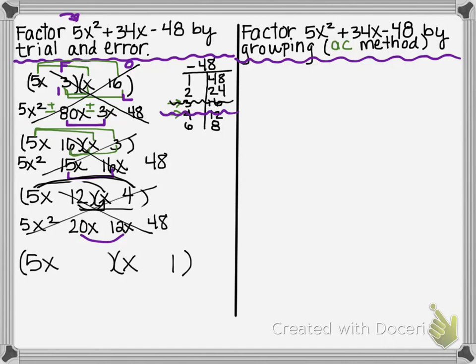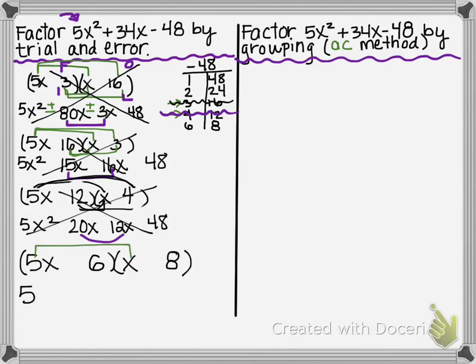So we want to try to predict or see the pair that's going to work. When I look at the 8 and 6, I see something promising. Because if I put the 8 out here, that tells me that when I do FOIL, that 8 is going to get multiplied by the 5, which is 40. And then the 6, if I have 40x and 6x, I can make 34 out of that. So let's do FOIL and check it out.